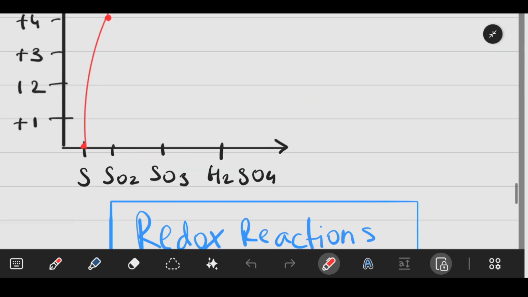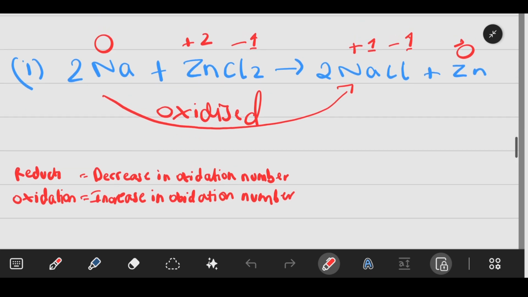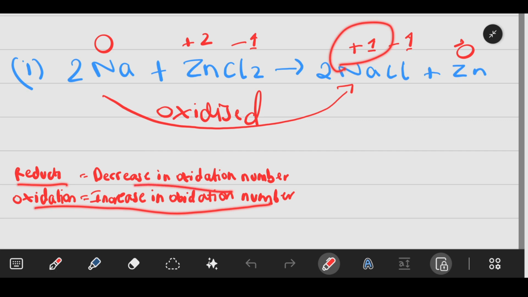So a quick recap of what we did in part 3. First, for the first time we looked into how redox reactions work in chemical equations like these, in which for the first equation we oxidized sodium because there was an increase in oxidation number, as you can see, because in oxidation there's an increase in oxidation number, and for reduction there's a decrease in oxidation number.